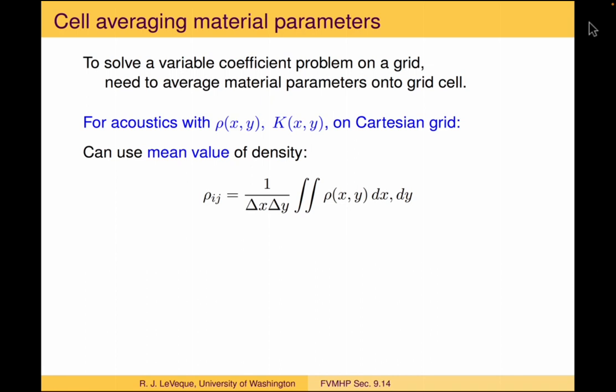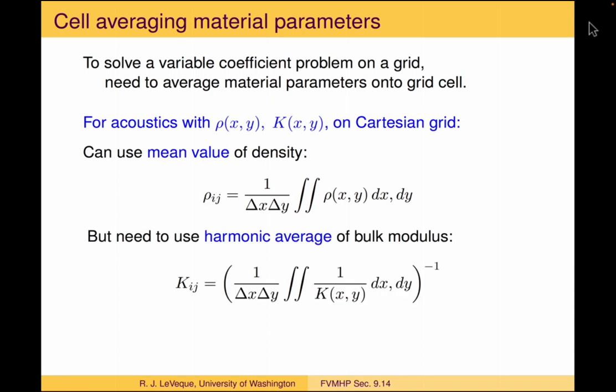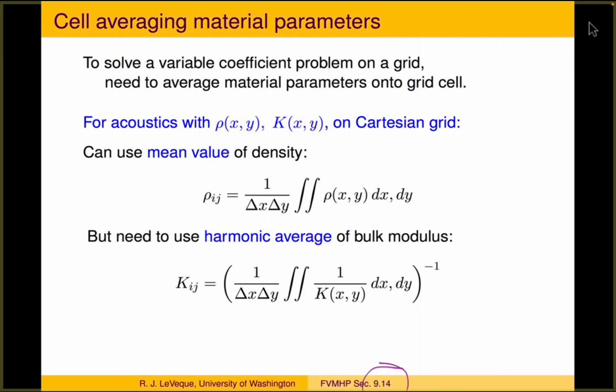And it turns out that's the right thing to do for the density, but for the bulk modulus, it turns out that instead you have to use what's called the harmonic average, where we take 1 over k and then average that over the cell and then invert that result. This combination of rho and k for the cell gives a better approximation to how waves are actually propagating in a heterogeneous material. And there's a bit of discussion of that in section 9.14 in the book, if you want to see a justification of that.